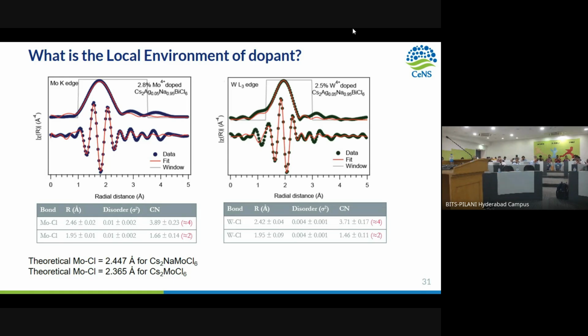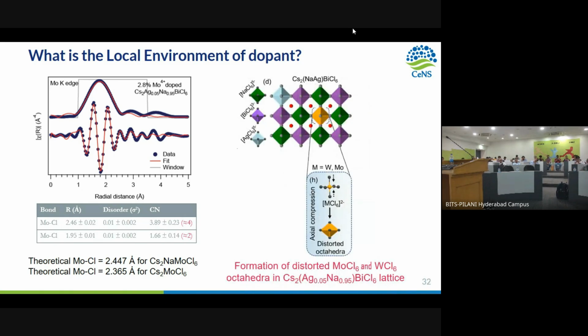When we looked into the tungsten L3 edge, there also we see that it is coming 3.71 and 1.46, that is roughly the coordination number that we are getting. So basically when we are doping molybdenum and tungsten into this lattice, we are getting kind of distorted octahedra of MoCl6 and WCl6.